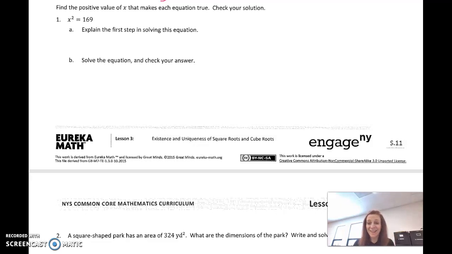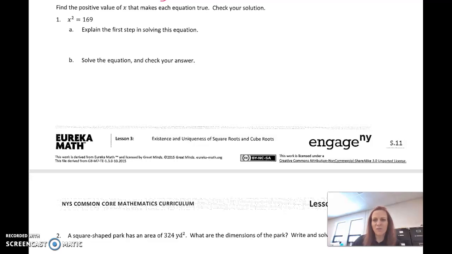All right, so again, in lesson 3 in module 7, we're talking about the existence of square roots and cube roots. And now we're going to get into how we can use those to help us solve for an unknown, a variable. So it says find the positive value of x that makes each equation true. Remember I mentioned in the last video, when you're squaring things, not cubing things, there's a positive and a negative solution. But we're only going to be concerned with the positive solution right now.